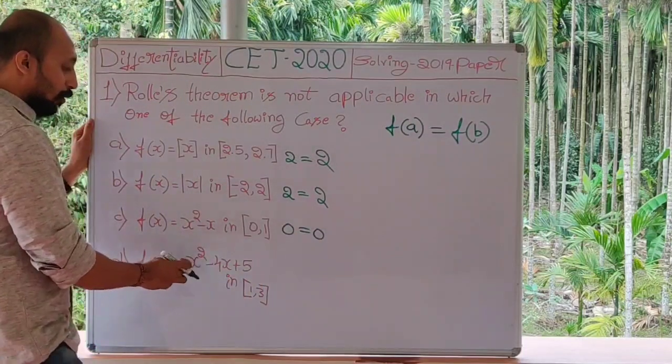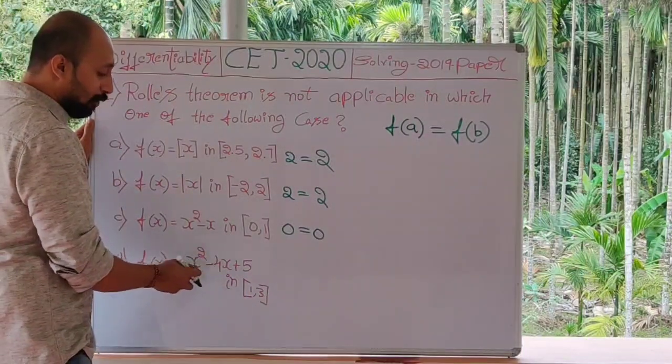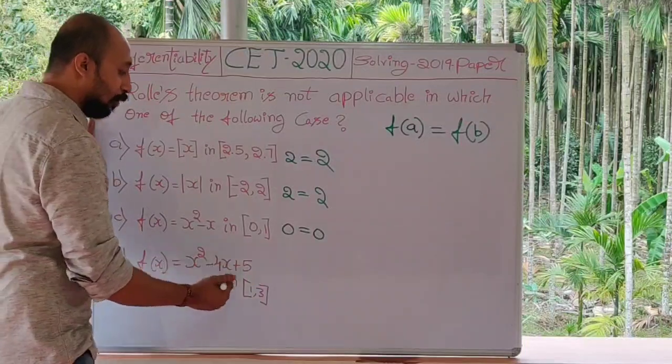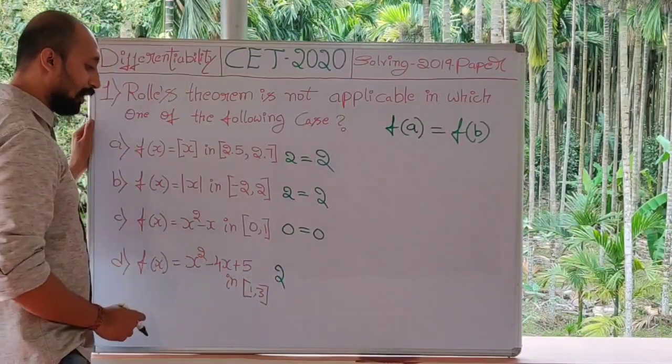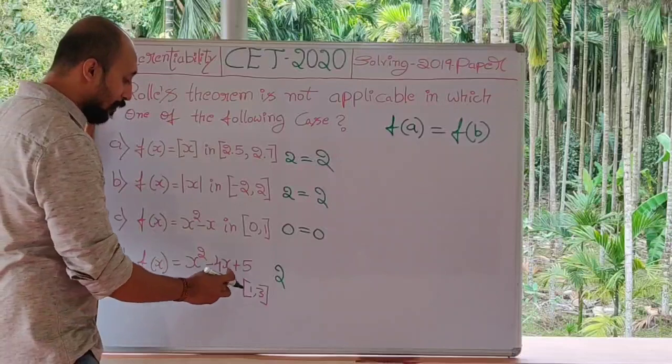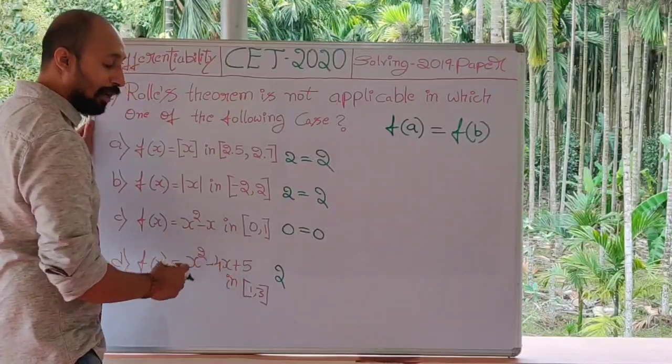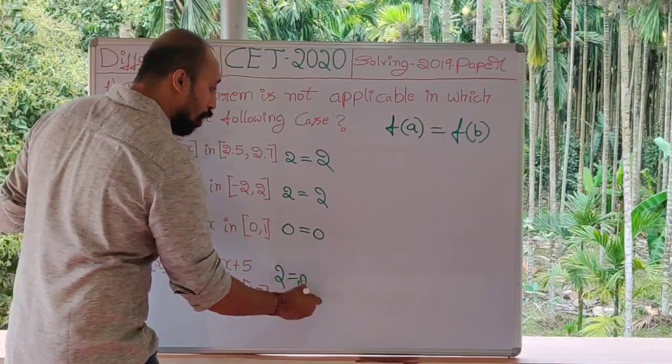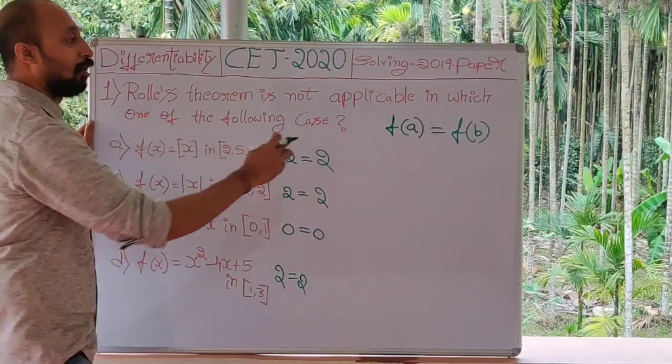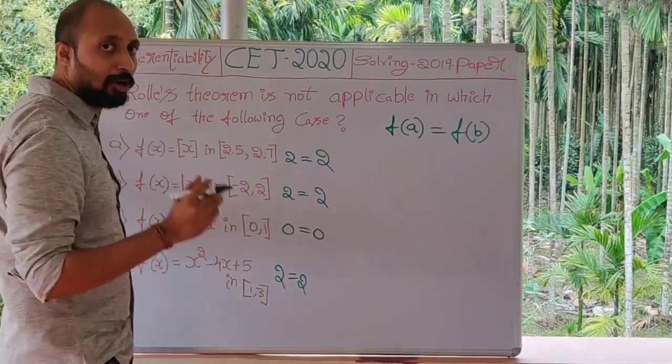Here 1 square is 1, plus 5 is 6, 6 minus 4 is 2, and 3 square is 9, plus 5 is 14, and 14 minus 4 3s are 12, 14 minus 12, that is also 2. So all the four options in terms of this condition will be applicable for Rolle's theorem.